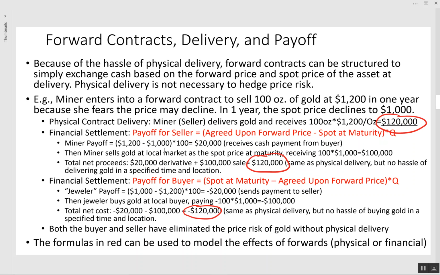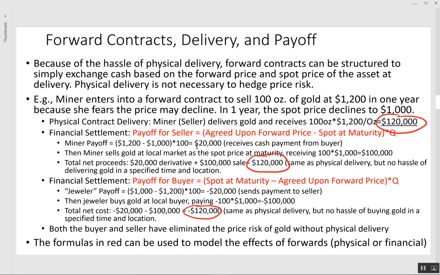Let's take an extreme example. What if the price of gold goes to zero? Well, they're not going to get any money for their gold in the markets, but when they do their calculation, 1,200 minus 0 times 100, they'll make $120,000 from this contract. So even if gold goes to zero, they'll make $120,000.